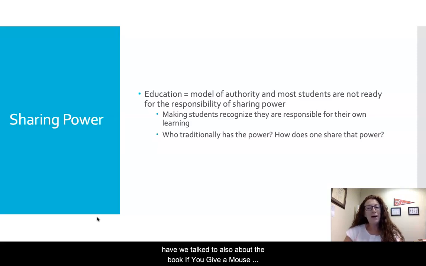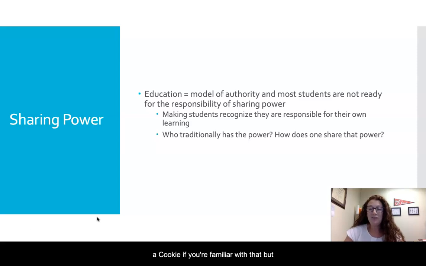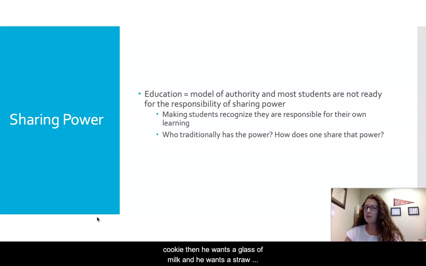We talked also about the book, If You Give a Mouse a Cookie. If you're familiar with that book, a little mouse asks for a cookie, and the people give him a cookie. Then he wants a glass of milk. Then he wants a straw for his milk. And then he wants a napkin. Then he wants this and that. So again, if you are planning on sharing power in your classroom, you need to make it clear the power that you plan on sharing and why, and letting them know that this is important. And if you can't handle this, then we can go back to how classes are traditionally taught.